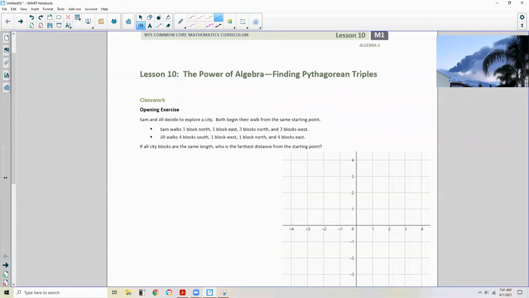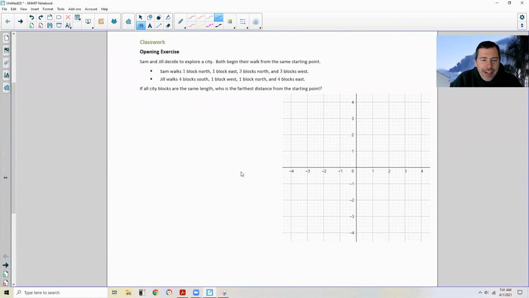Lesson 10, The Power of Algebra, Finding Pythagorean Triples. Okay, sounds like geometry to me. All right, anyhow, classwork opening exercise. Sam and Jill decided to explore a city. Both begin their walk from the same starting point. And then it says Sam went this far and that far.